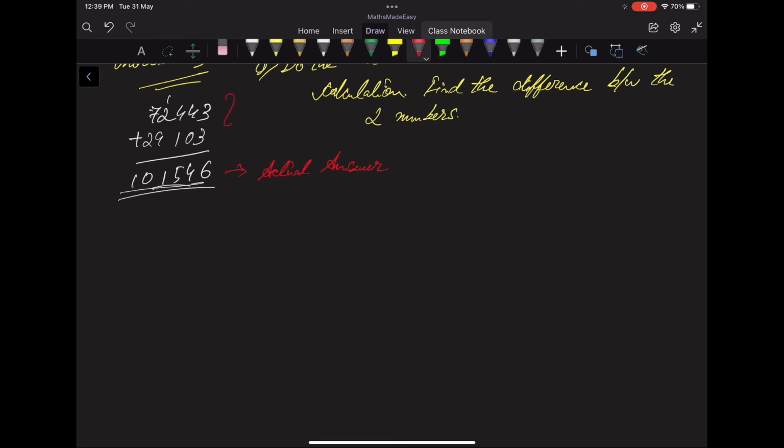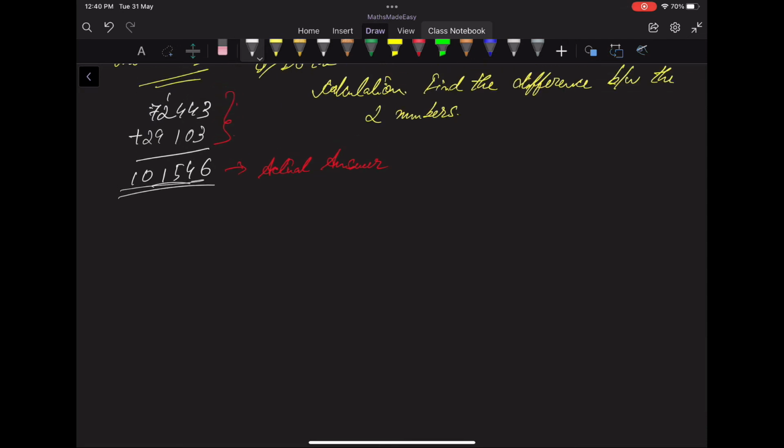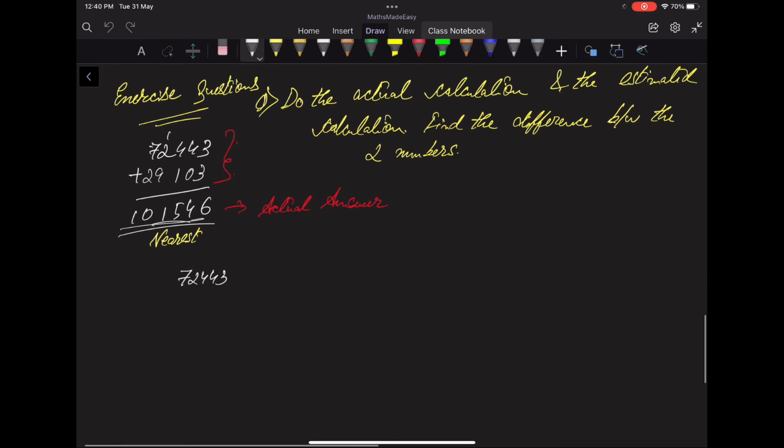Now we will have to be estimating both of these numbers. We'll have to round off both these numbers to the nearest 10,000. See how we do it. This is how we do it. We first take 72,443, we write nearest 10,000. I'm going to be using process 1. It's up to you guys if you want to use process 2. I'll be giving you an example as well.